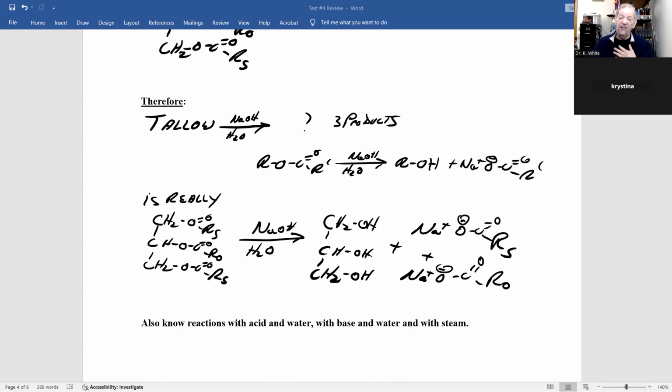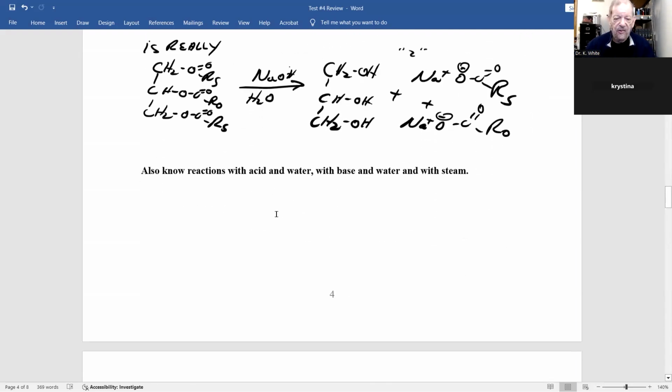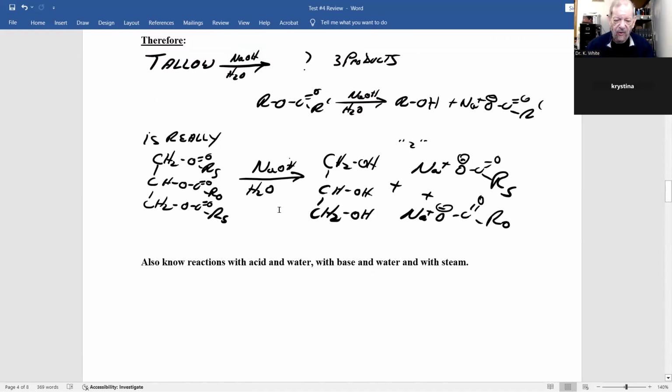Now, since you don't balance equations in my class, you don't have to put a 2 here. That's why I have it in quotes. But if you notice, there are three different products, even though there are two of these here. There's glycerin, sodium stearate, and sodium oleate. And you should know how to do the same thing with acid and water and steam.